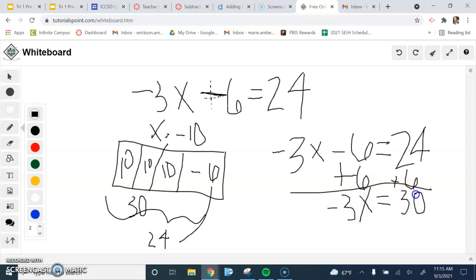24 plus 6. And then we see we have multiplication still left over, so that means we need to do the opposite, which is divide. So we divide by negative 3 on both sides. And we would get x equals, remember this is the opposite, so negative 10.